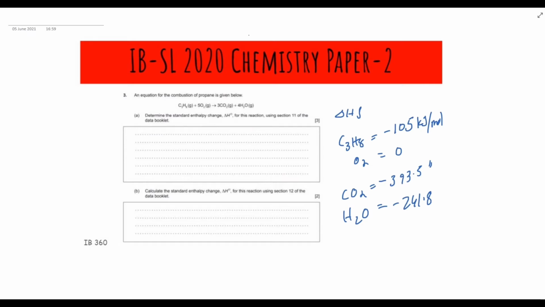Now in the next part of this question, we need to calculate delta H, or the enthalpy change, using section 12. Section 12 contains the enthalpies of formation. So for this, delta H is the summation of delta HF of products minus the summation of delta HF of reactants. For products we have 3 moles of CO2, so 3 times minus 393.5. We have 4 moles of H2O, so 4 times minus 241.8.